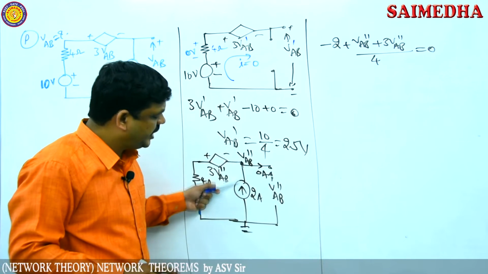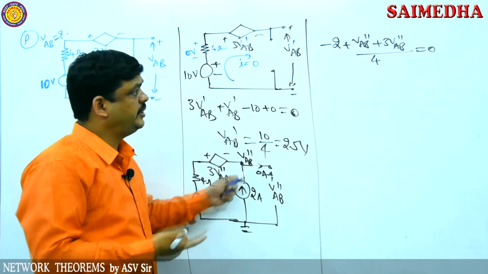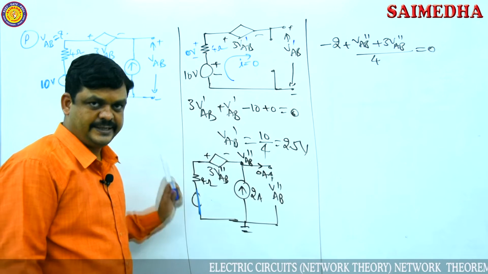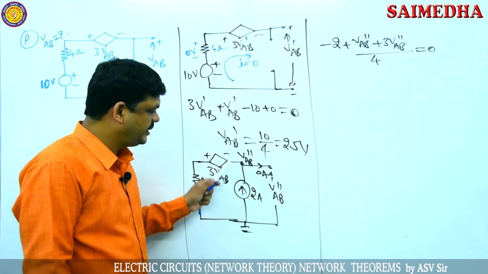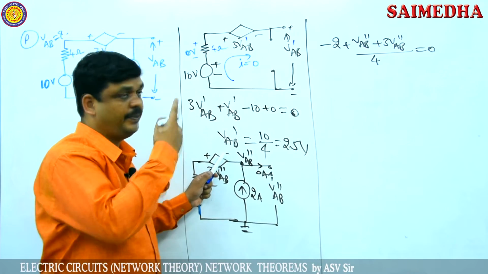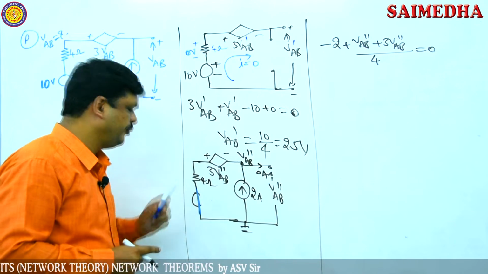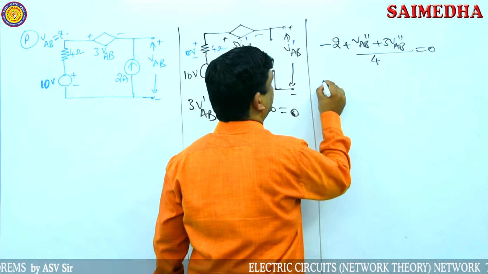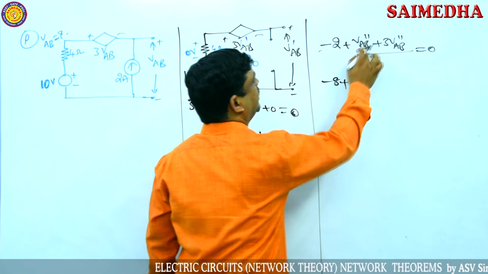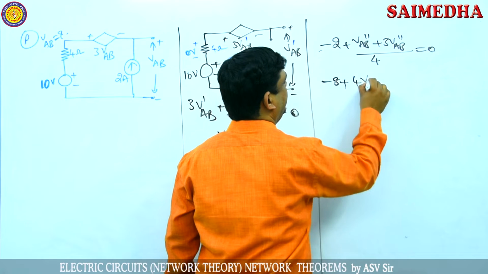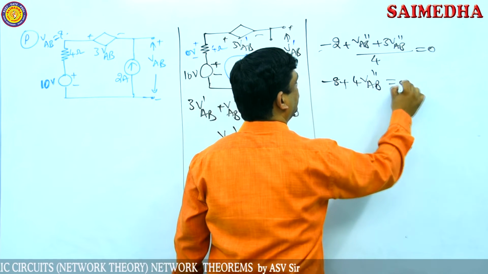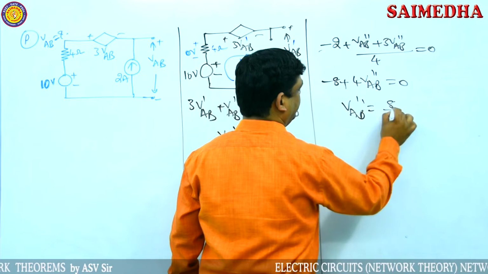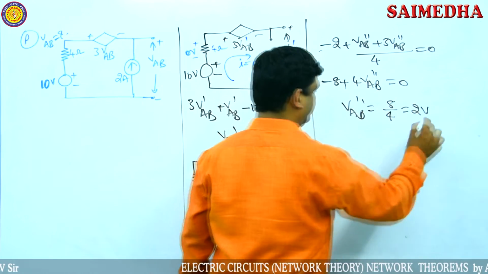See, I applied nodal analysis at this point. At this point, this branch current is 2 amperes, incoming current, so minus 2 amperes, and this branch current is total voltage by resistance. Total voltage is VAB double dash, here the minus symbol is there, that's why I wrote it there, plus 3 VAB by 4. Then simplify this. After simplification it becomes minus 8 plus 4 VAB double dash is equal to 0. Then VAB double dash is equal to 8 by 4. This becomes now 2 volts.